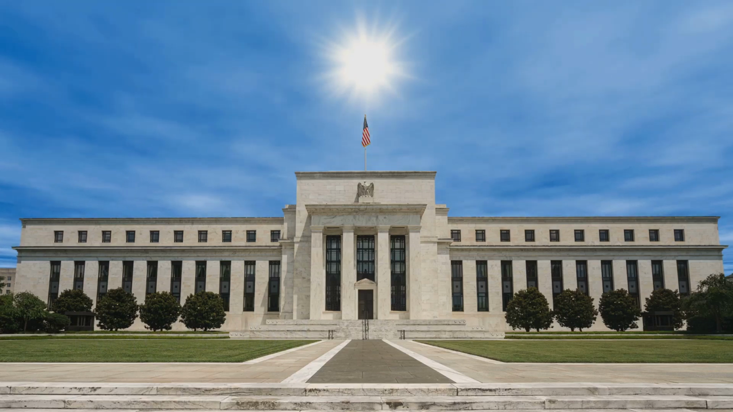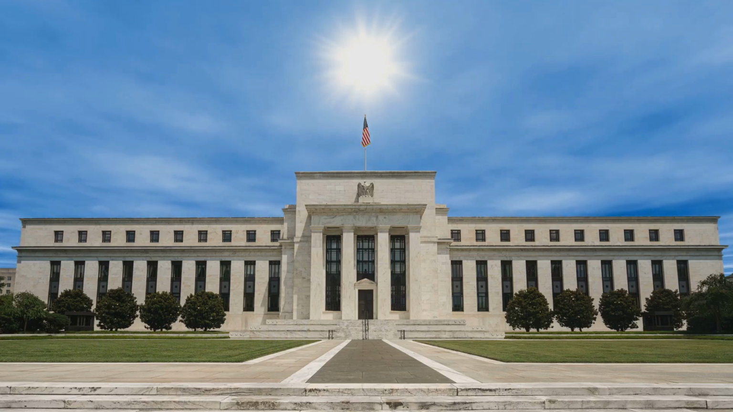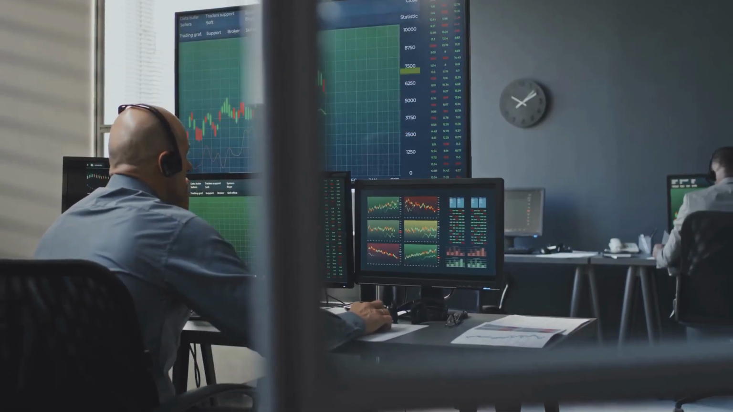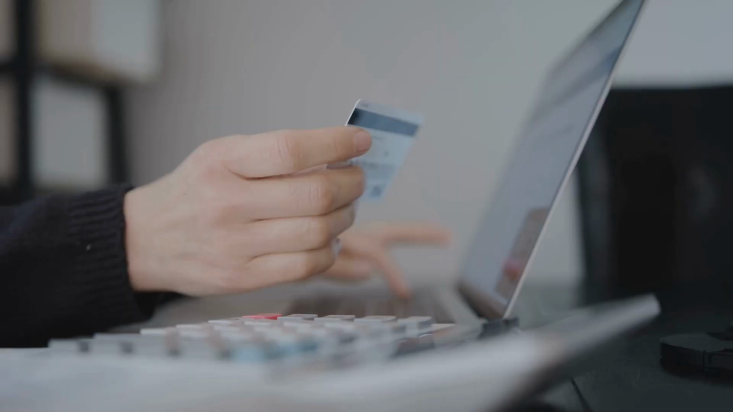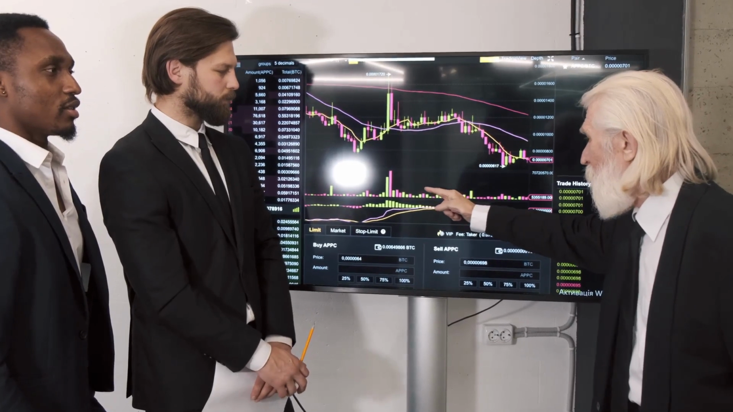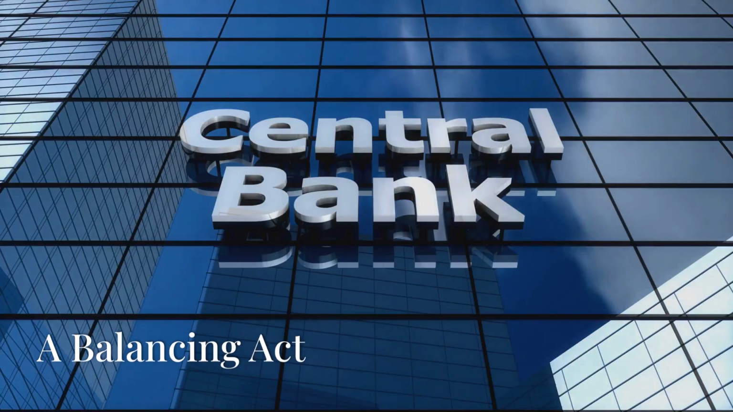Interest rates are carefully calibrated by central banks like the Federal Reserve. By adjusting the policy rate, central banks influence borrowing costs across the economy. Lowering the policy rate encourages borrowing and spending, while raising it can curb inflation. This balancing act is crucial for economic stability.